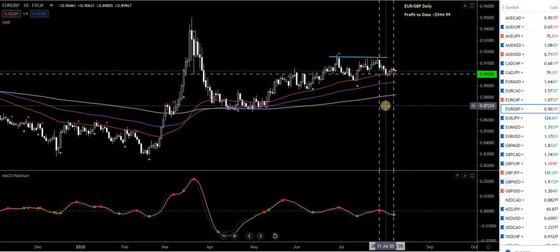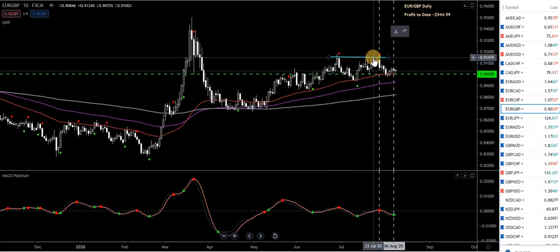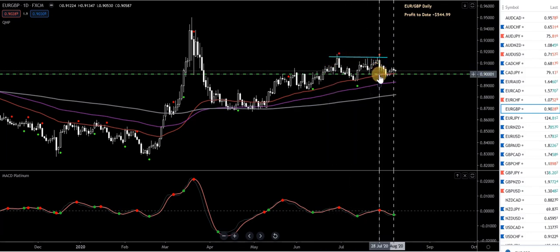Euro pound, no trades on at the moment. I did draw this little double top here to mark the sell signal. I didn't take it at the time. MACD Platinum was just on the zero level. It was a high risk.